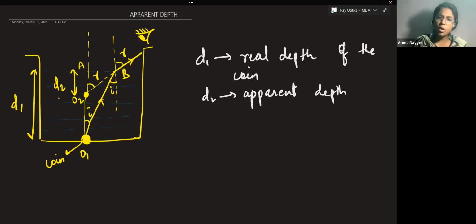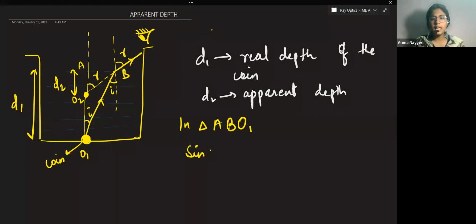Right, this is because of the laws of refraction, and this is just because of the geometry that is present. Now, if you look at this bigger triangle, A, B, O1, so sin I will be equal to what? Just this triangle. It will be equal to AB over this bigger one.